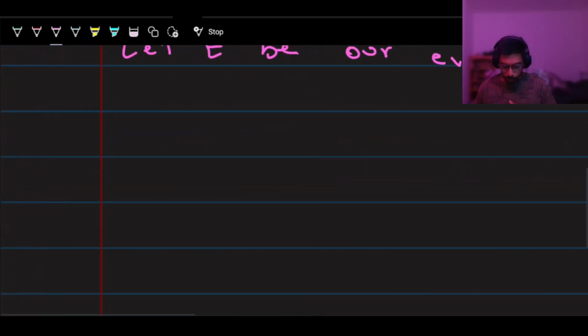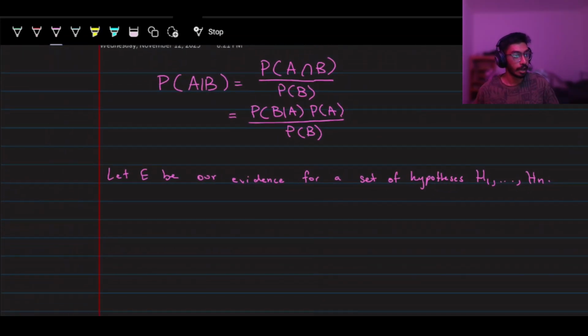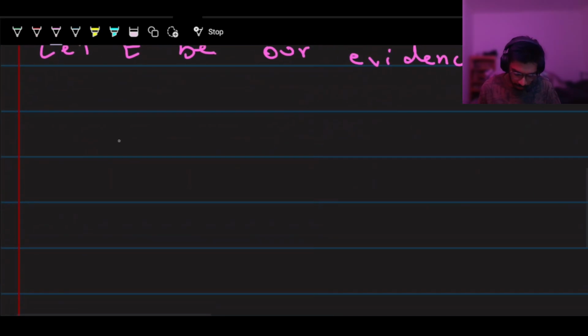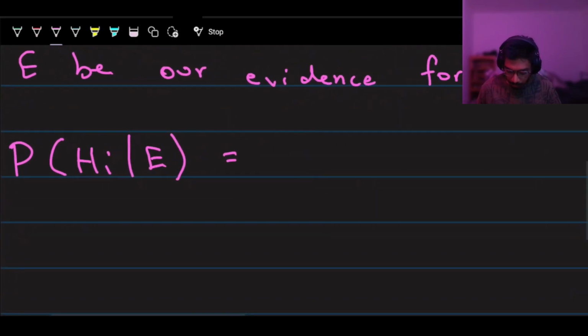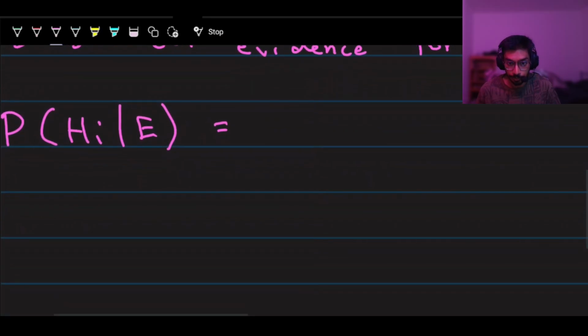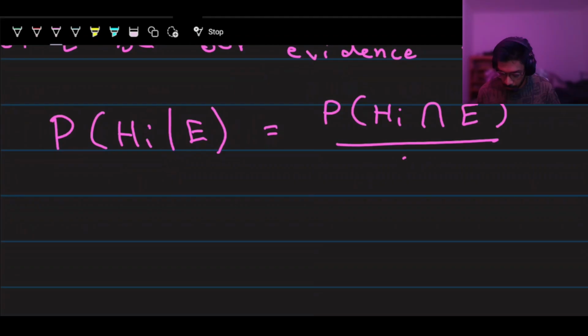So we want to prove Bayes' theorem for a given hypothesis given our evidence. So that looks like the conditional probability of one of the hypotheses given our evidence. And by the definition of conditional probability, this equals the probability of Hi intersection with our evidence over the probability of our evidence.